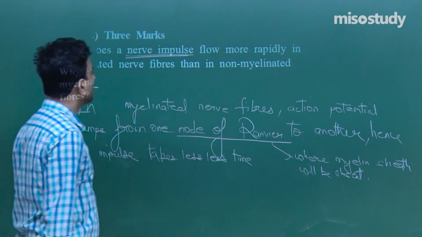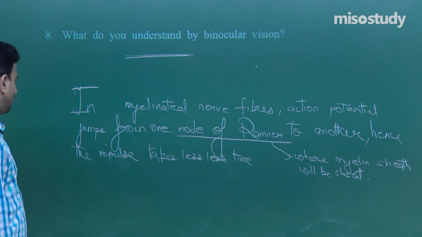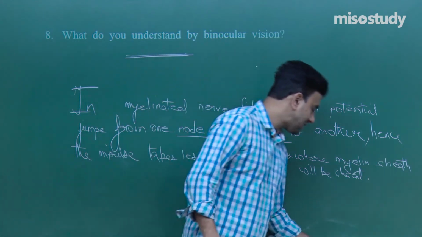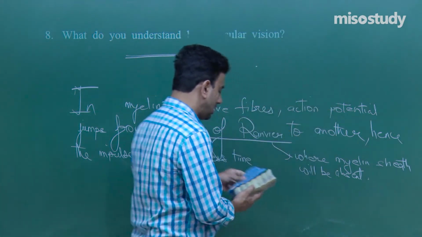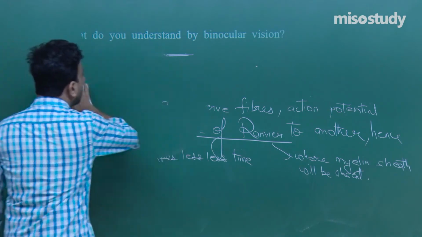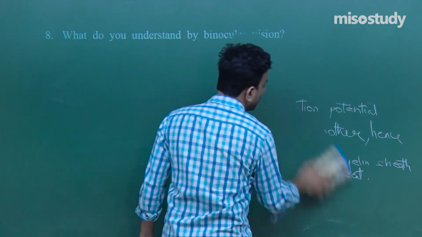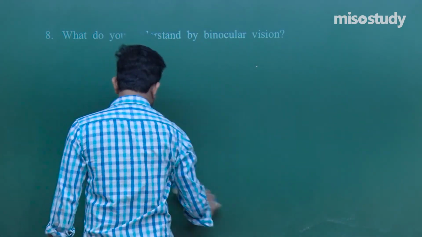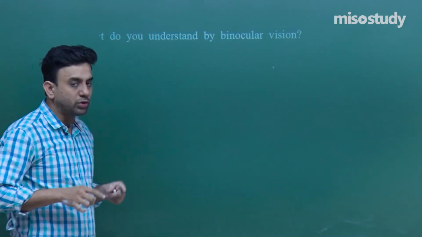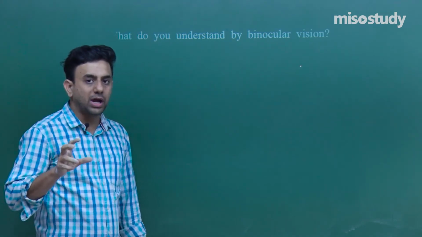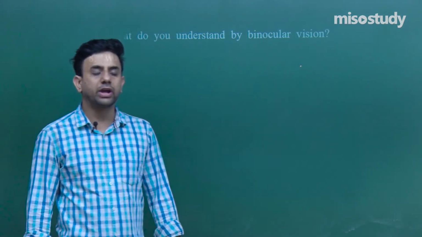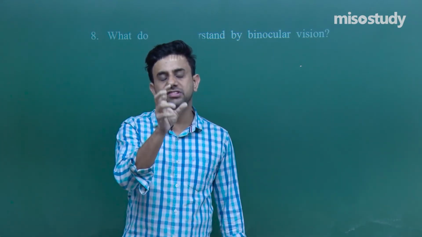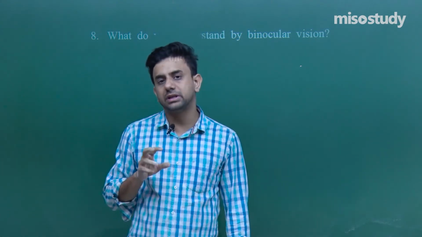Okay. Now we go on to the next question. What do you understand by binocular vision? Binocular vision is seen in mammals. This is a distinctive ability where the two eyes, the two eyeballs, can focus on one object at a single time. That is, a three-dimensional object can be seen at once. It is absent in infants.